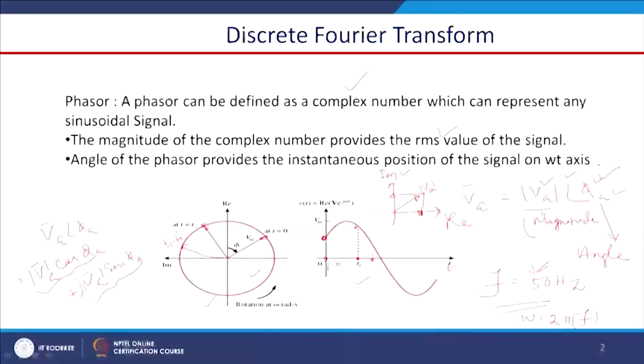Sometimes we also represent it in exponential form, and also in polar form. So there are three forms we follow to represent phasors. The first one is the polar form, the second is the rectangular form, and this phasor V a can also be written as V a magnitude e to the power j phi. This is our exponential form.